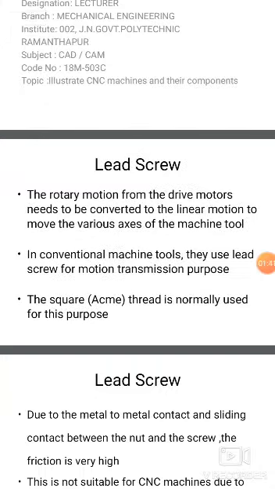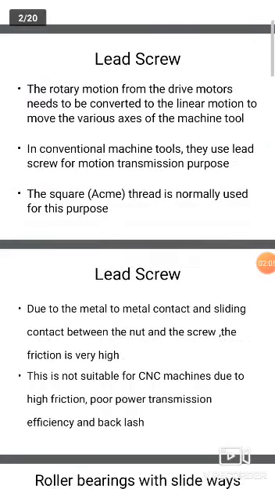So in conventional machine tools, lead screws are used for motion transmission purposes. Rotary motion from the drive motors needs to be converted into linear motion along the various axes, that is, different axes: x, y, z axis.